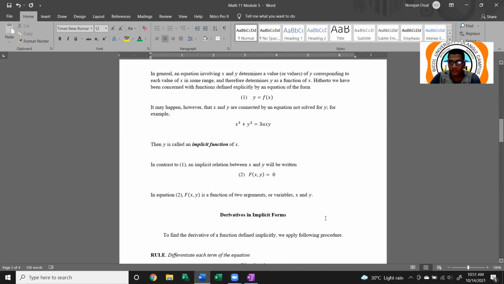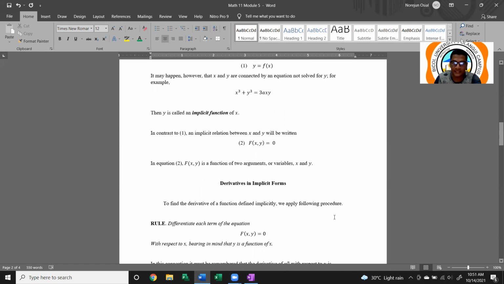In contrast to our equation 1, an implicit relation between x and y will be written as f of x, y equals 0. So in equation 2, f of x, y is a function of two arguments or variables, x and y. Okay, so how do we solve for the derivative of implicit functions?